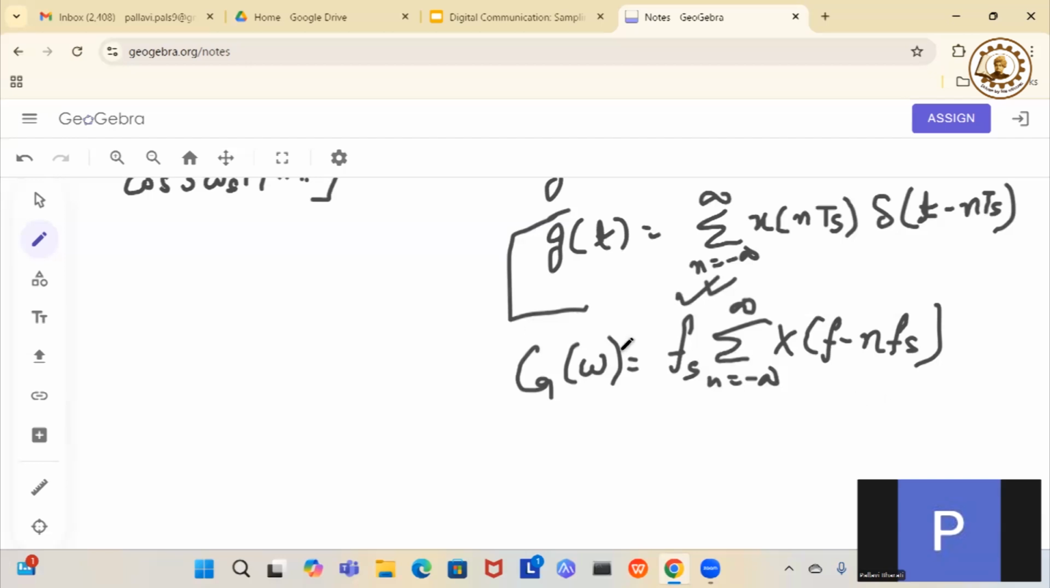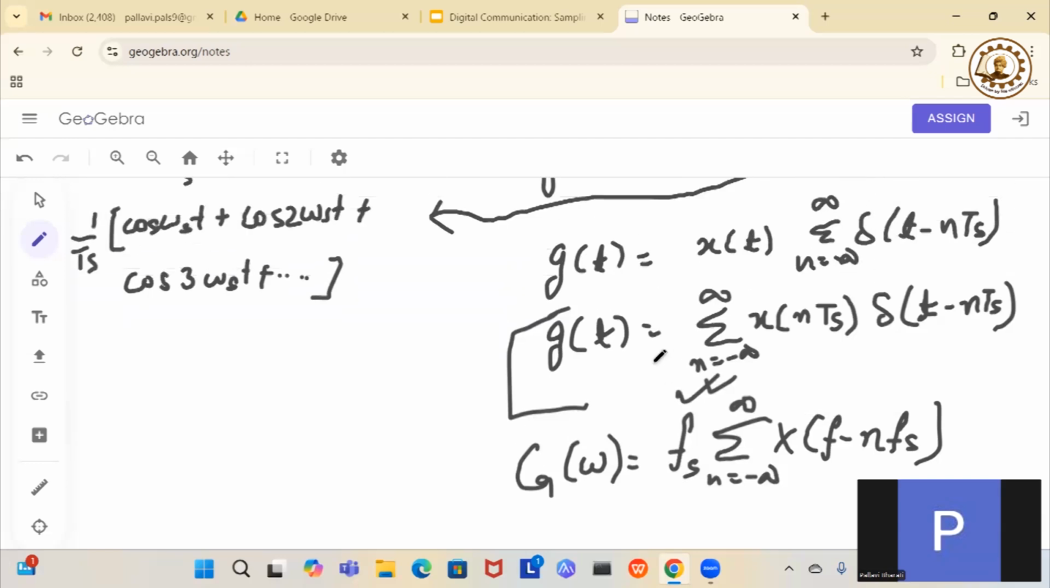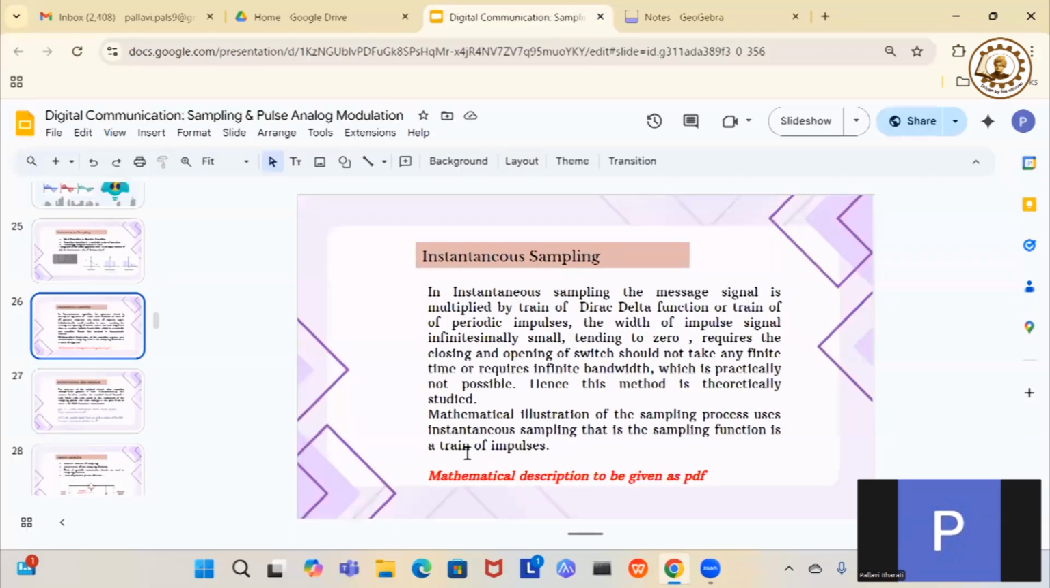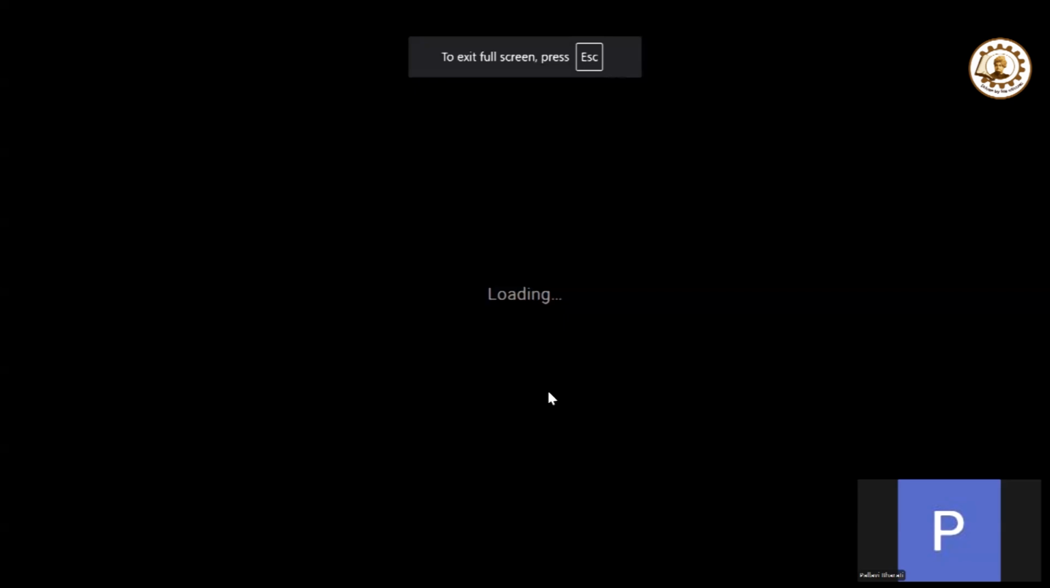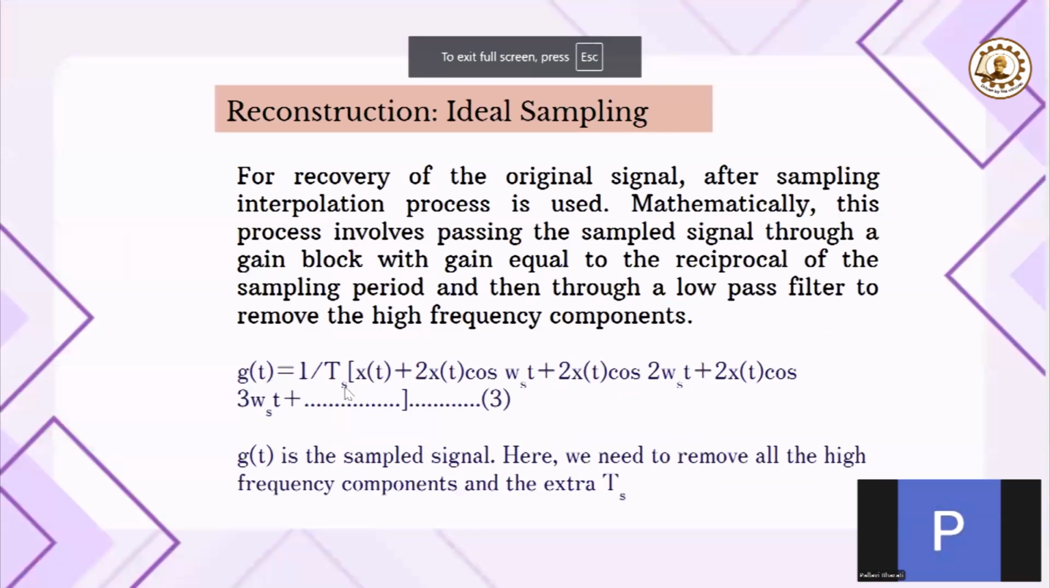You can also write it in the trigonometric Fourier series representation. That is also given in the previous lecture. Here also it is given. You can see this one. This way is the Fourier series. If you take the impulse function in the Fourier domain, then you can write it in this manner, with cos omega s t, the trigonometric Fourier series representation, and then you can write g of t is 1 by Ts x of t plus this way.